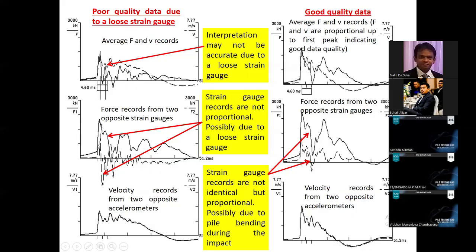This is indicating a bending of the pile. So one sensor is detecting a higher force, the opposite sensor is detecting a lesser force. So this is probably due to pile bending. So the impact is not concentric, it is most probably eccentric, right?